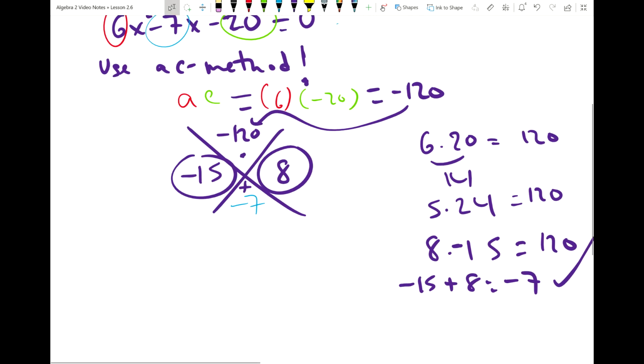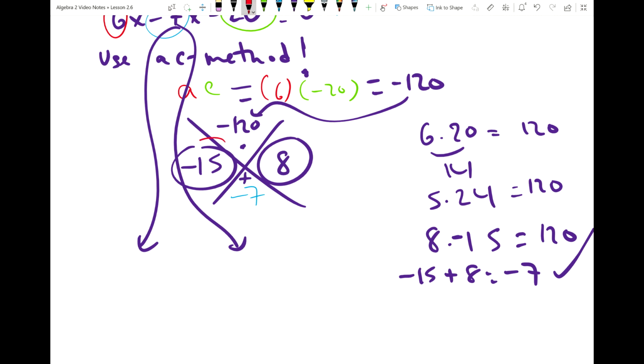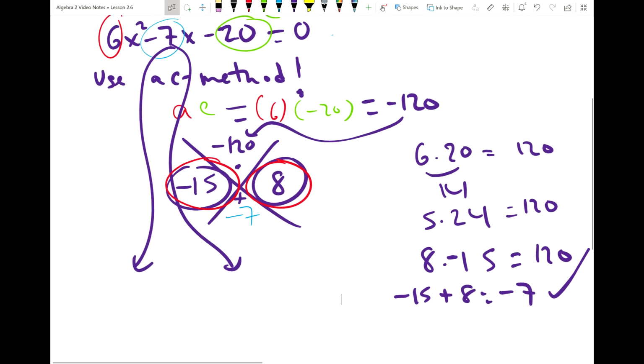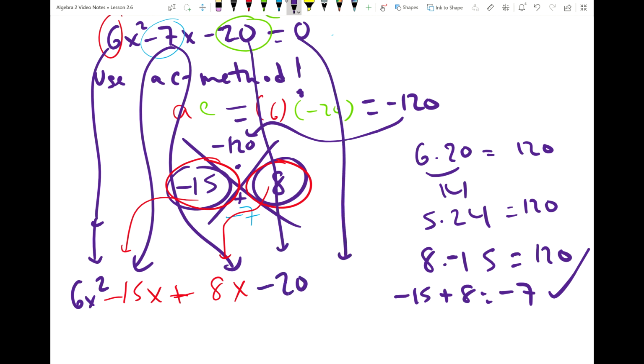The next step is we split this into those two numbers we just found, the negative 15 and the 8. I'm going to put those in red. So we bring down the 6x squared first, then the negative 15x and the positive 8x, and then bring down the negative 20 equals 0.